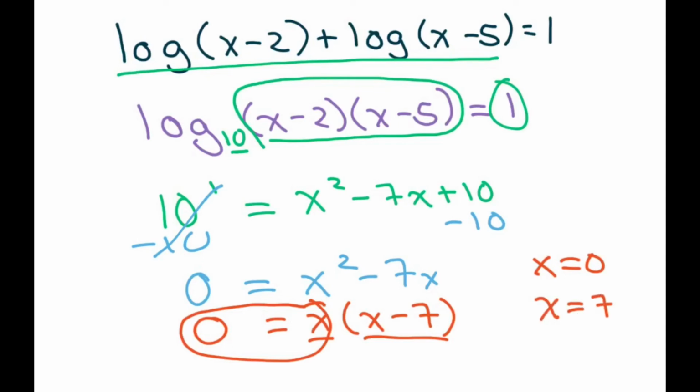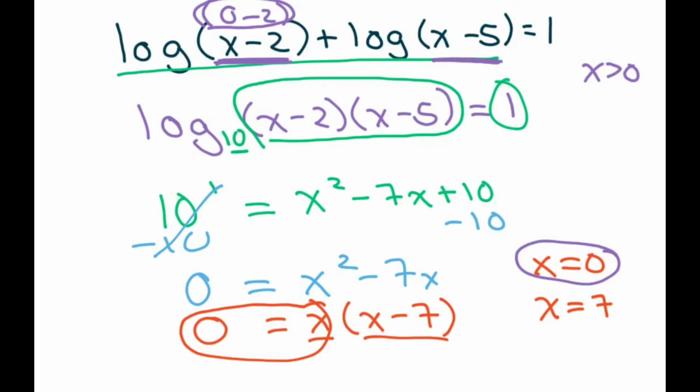Now looking at this, if I plug 0 into my original, 0 minus 2 here, I get a negative value. And the domain for log is that the argument must be positive. So this whole quantity has to be positive. It's also going to happen when I plug in 0 here. So I have to disregard x equals 0.